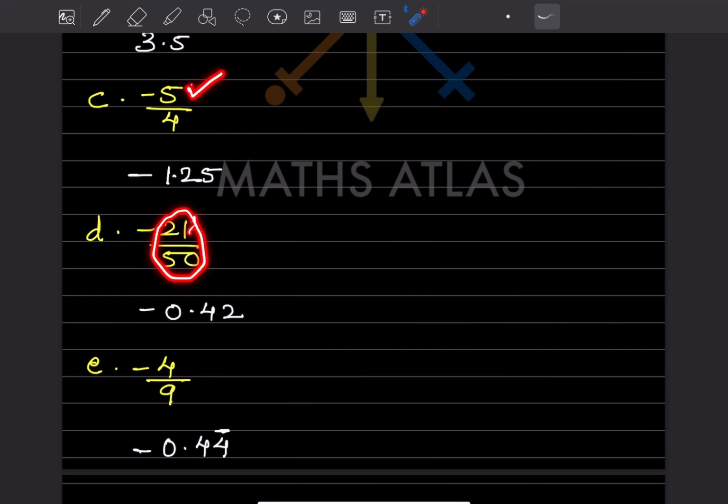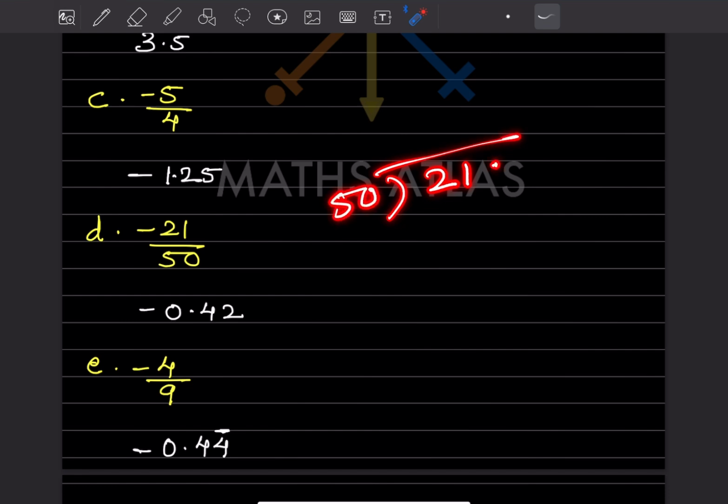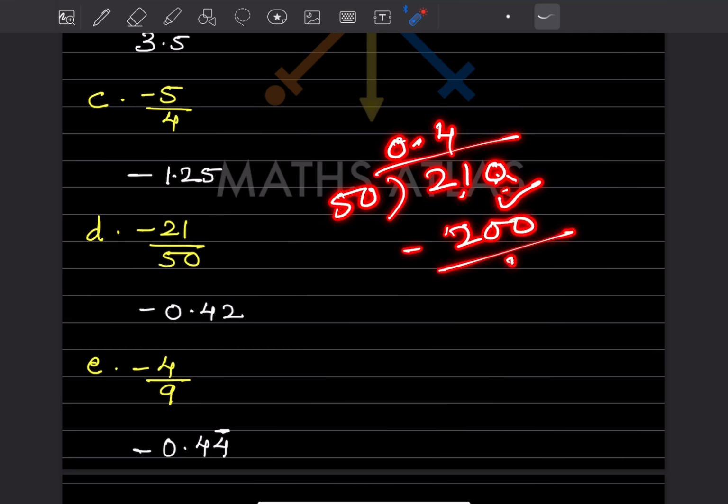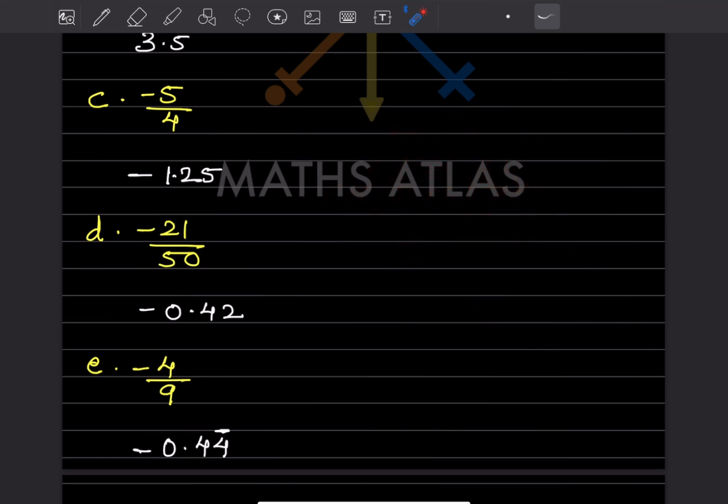Now look here. In this one, the numerator was bigger, so that was an improper one, and this is a proper one. Here, 21 divided by 50. What will you do? Because 21 is a smaller number, you are going to put a 0 here. So here will be 0 point. 50 fours are 200. Again 50 twos are 100. So that is 0.42, and this minus stays the same.